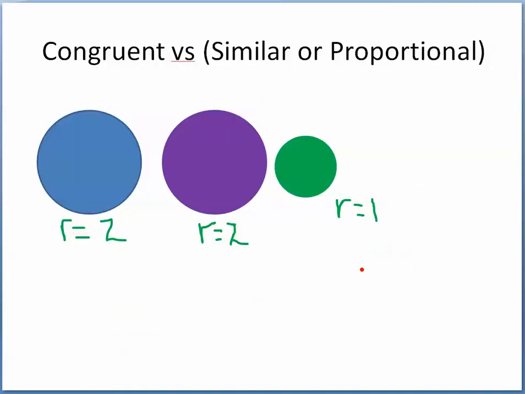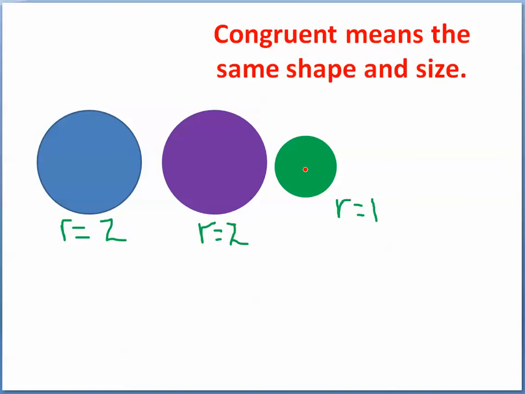All right, let's take a look at congruent versus similar or proportional. Is the blue one congruent or similar to the purple one, and where does the green one fit into all this? Well, it turns out that congruent means the same shape and size. So that means that the blue one and the purple one are congruent. They're the same shape and they're the same size.